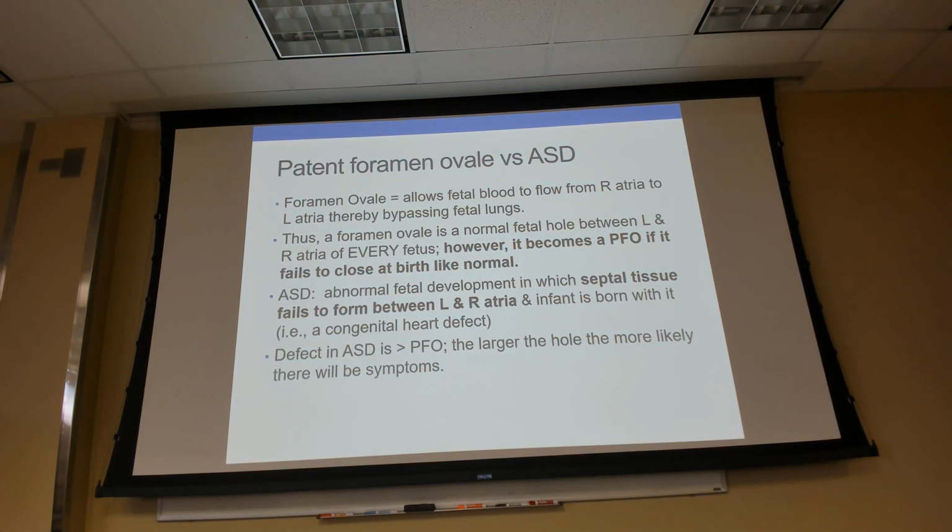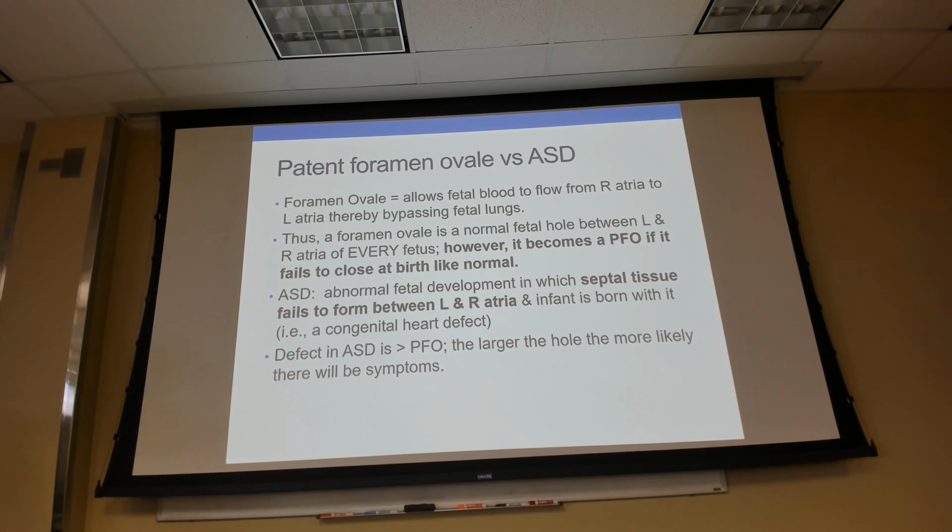ASD. So again, not the same thing as your foramen ovale. We've already gone over that. So it's foramen ovale, super, super tiny to bypass the lungs in utero. So it's that normal hole. It becomes that patent foramen ovale if something fails to close. If that does it, it's not great.